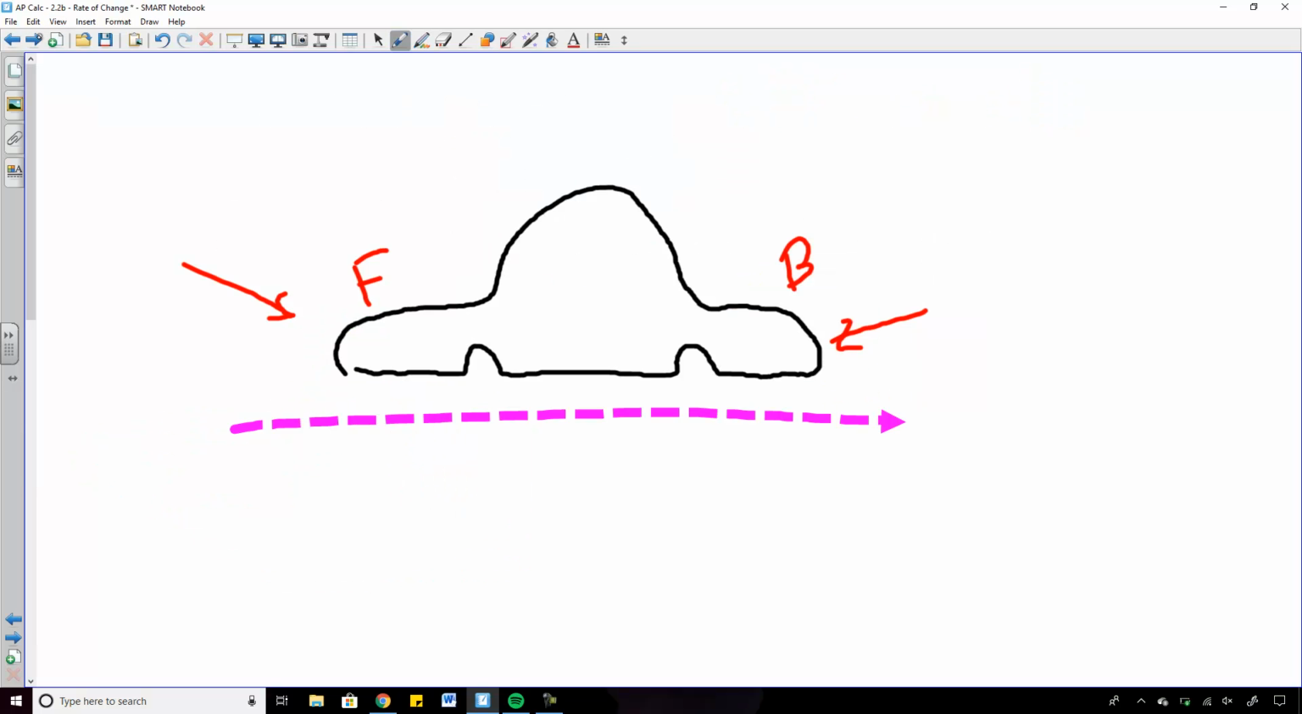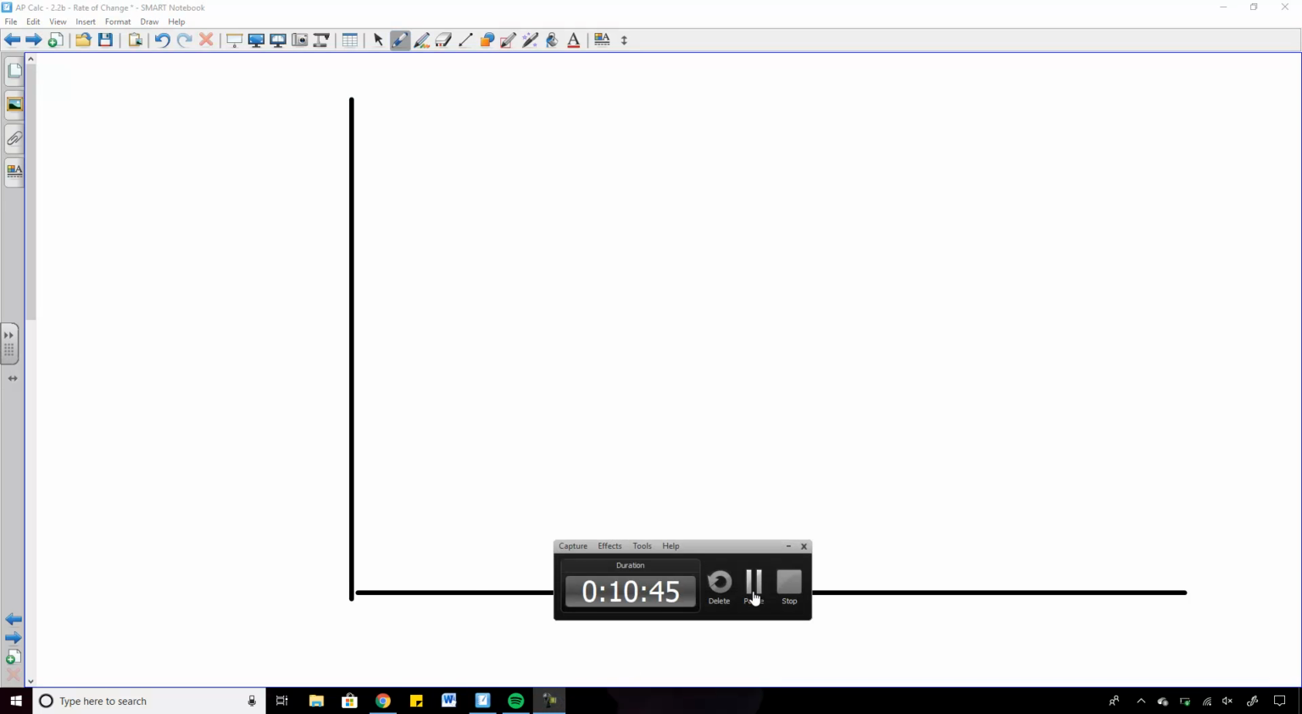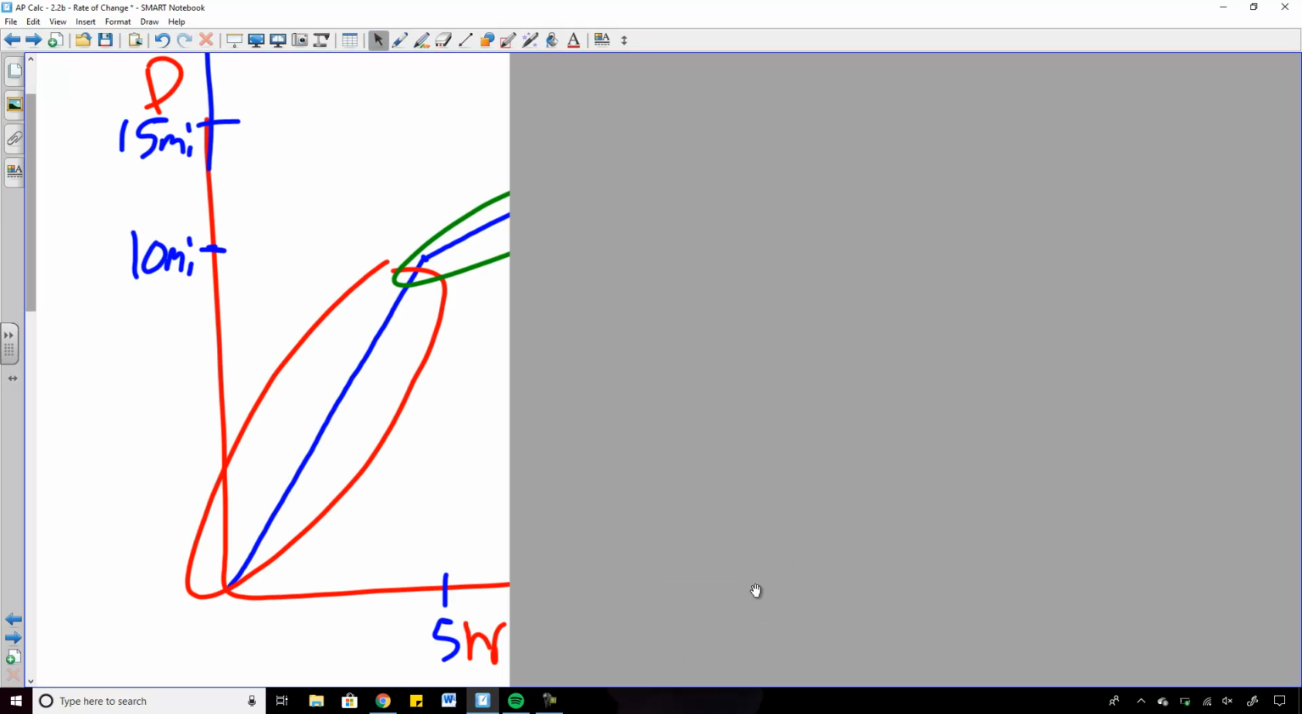So let's go on and talk a little bit more about this for just a moment, okay? I want to talk about this situation right here, and I've kind of covered up some things so it's not too confusing. So this is 5 hours and 10 miles, okay? And we got a straight line here.